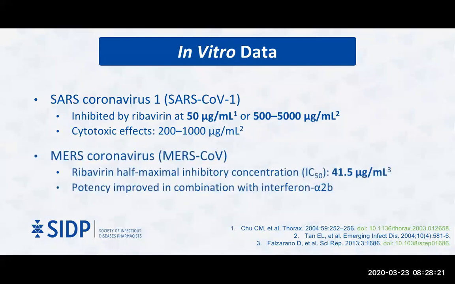For MERS coronavirus, the ribavirin half maximal inhibitory concentration was on par with what we saw for at least one of the studies with SARS-CoV-1 at 41.5 micrograms per ml. But there was some signal of hope because the potency of ribavirin improved in combination with interferon alpha 2b.